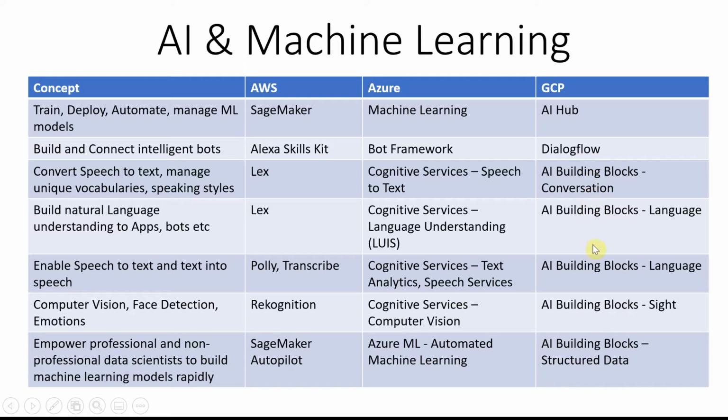Yeah, but at least when you search for these products, you might refer to the old names also. But these are the new names that we have now. So anyway, for language understanding in apps, there is Lex, Cognitive Services Language, and in the speech to text category, AWS Polly and Transcribe.